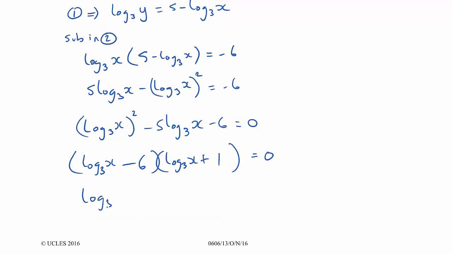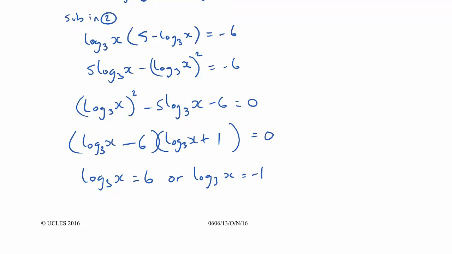So log to the base 3 of x is equal to 6, or log to the base 3 of x is negative 1. And then using the equivalence of exponentials and logarithms, we can say that x there must be equal to 3 to the power 6, or x is going to be 3 to the negative 1, which is 1/3.